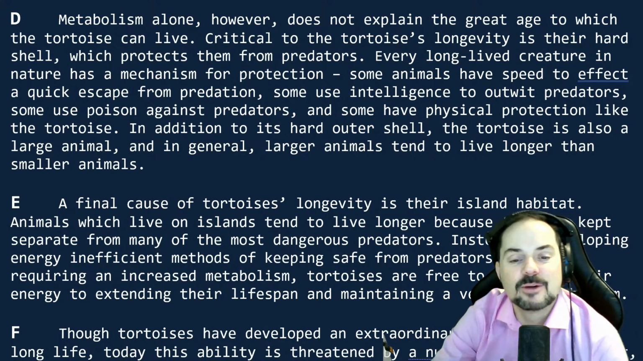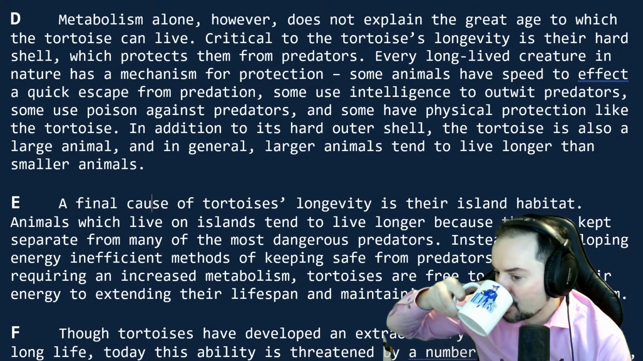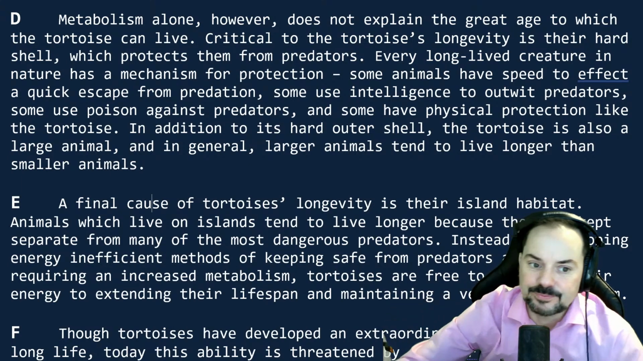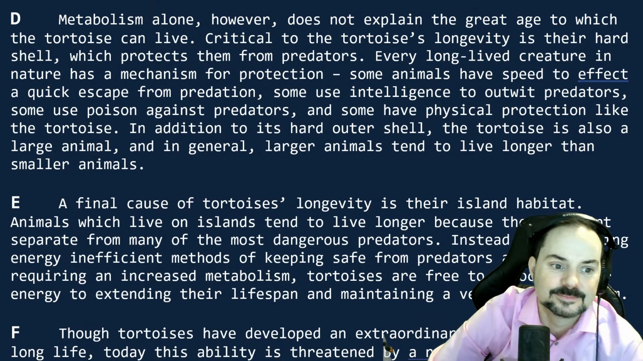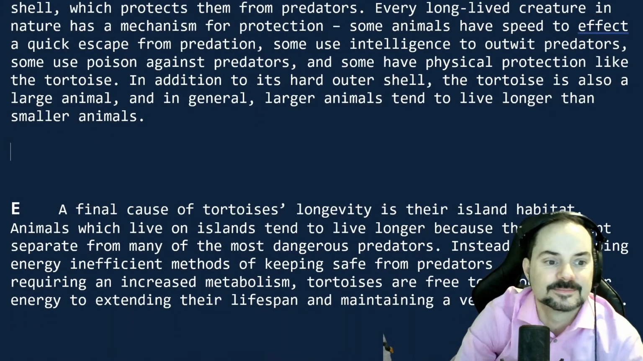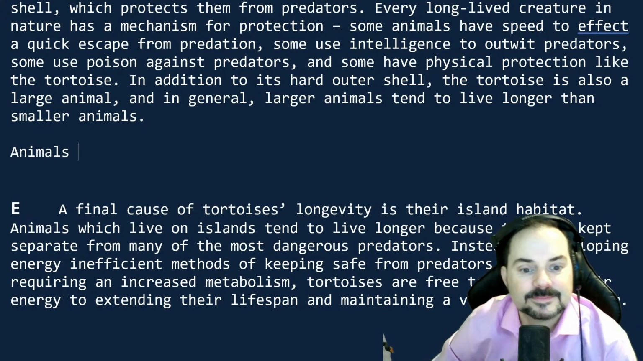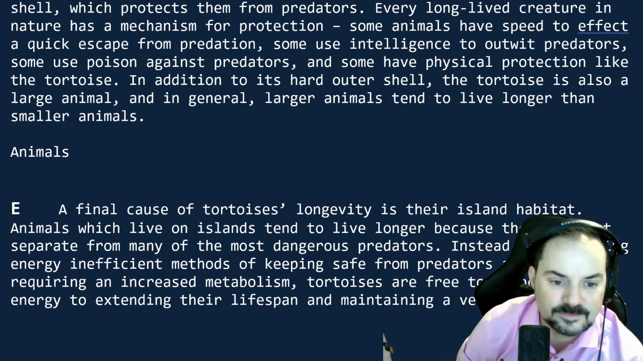Nice. Okay, Phuong, what is this paragraph about? Well, I think this paragraph is about how, due to the turtle's hard outer shell, it will protect them from danger, and they will live longer than many larger animals.